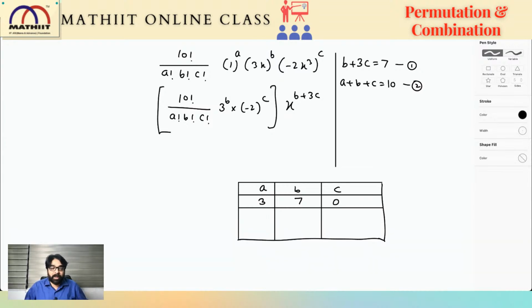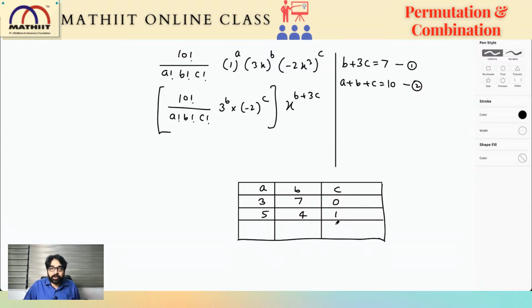Is it clear? This is the one possible condition. What other possibility? We started with the C. So just concentrate on C, and the question will be done. Now I am taking the C value as 1. So if C is 1, what will B be? B is 4, and with C as 1, the A value will be 5.